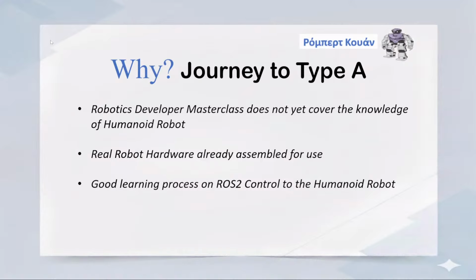So why did I do this? First, I thought that you will learn some other projects from the master class, but it is not covering the humanoid robot yet, so that would be good to explore. And I already had the real robot hardware assembled for use, which I just put aside without touching for years. Also, it's just a good learning process for me to learn how to use ROS control on my humanoid robot.